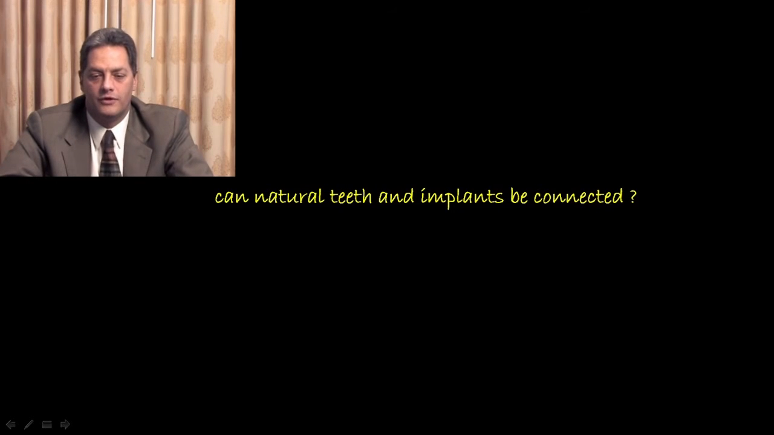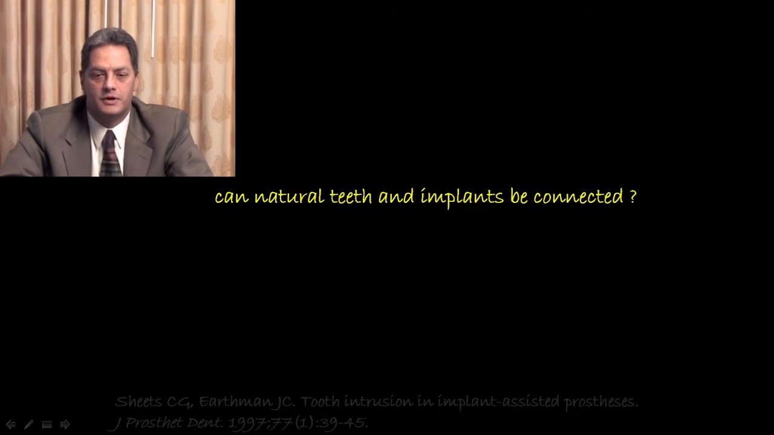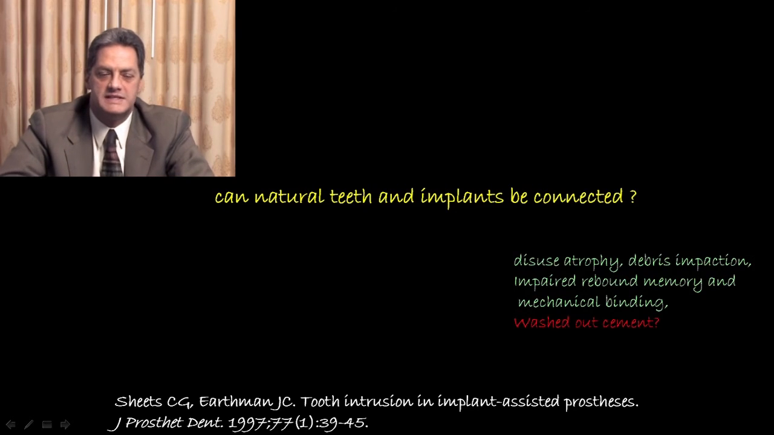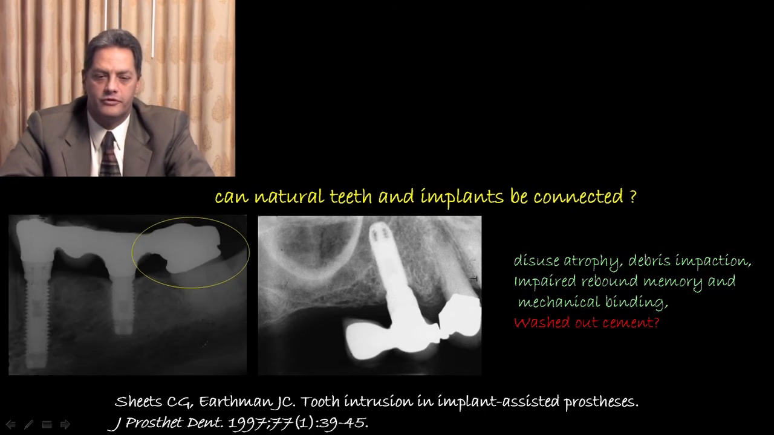So the answer to can natural teeth and implants be connected, Dr. Sheets describes several problems that we see as far as intrusion, especially if we're going to have a semi-rigid connection. Different things can take place as far as the disuse and atrophy of the natural tooth, and the tooth will actually intrude away from the prosthesis, or debris impaction as one of the several reasons why this is not recommended, or having cement that's actually washed away from the prosthesis.